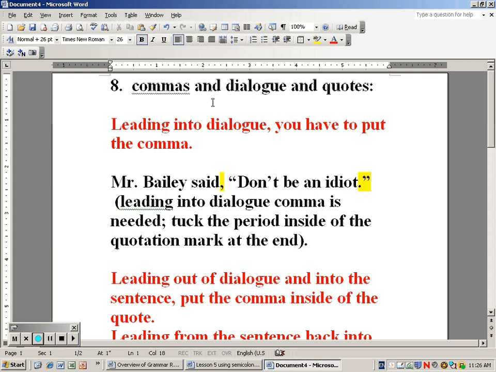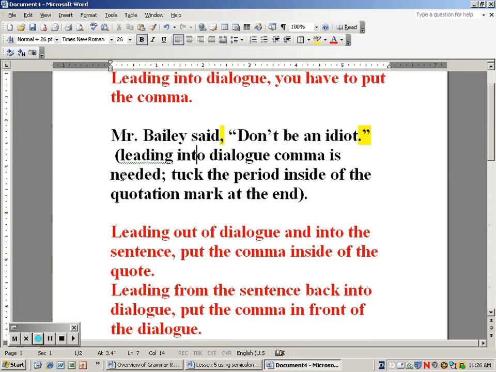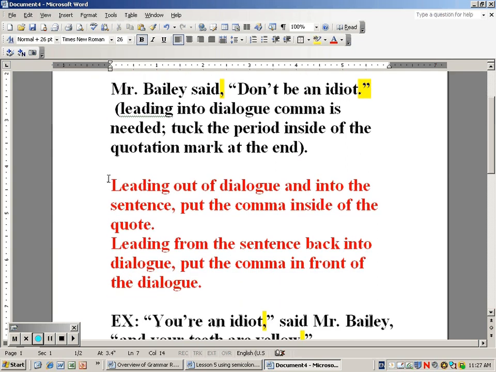When we talk about commas leading into dialogue, if you start a sentence, like in this case, Mr. Bailey said, you have to lead into the quote with the comma there. And then here's the actual dialogue itself, punctuated on its own. And notice how the period is tucked into the quotation mark. So that's this basic concept of leading into dialogue. You have to put the comma right there, leading into it. Now this is dialogue. In other words, there's a character speaking. Then we move on to the next rule.